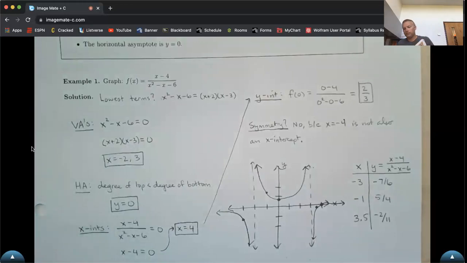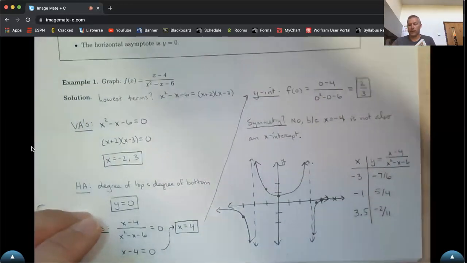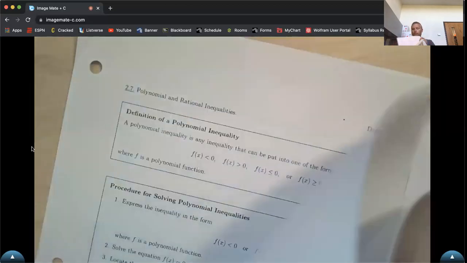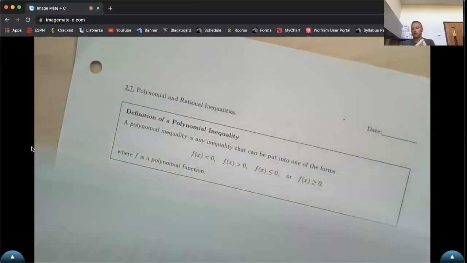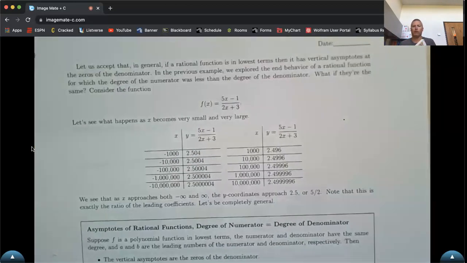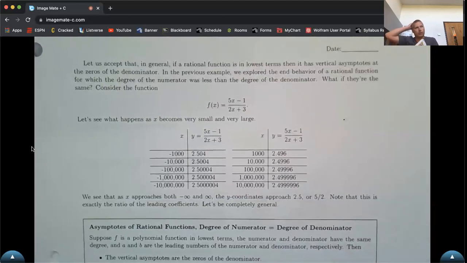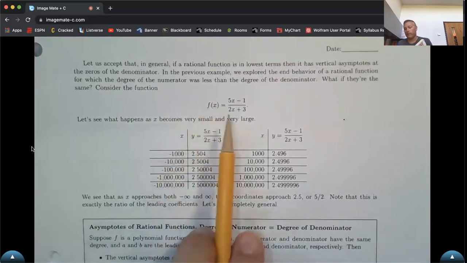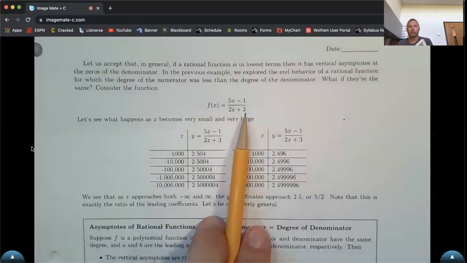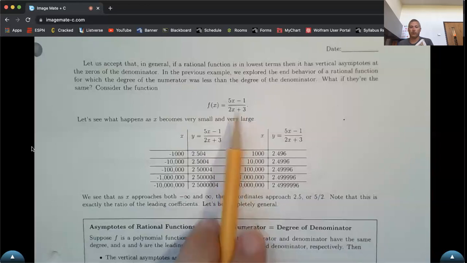Okay. So I want to look at another example now. Let's consider the case where the degree of the top and the degree of the bottom are the same number. We're going to accept that, as long as you're in lowest terms, the vertical asymptotes are the zeros of the denominator. So like this one would have a vertical asymptote at -3/2. That's where the denominator is 0.